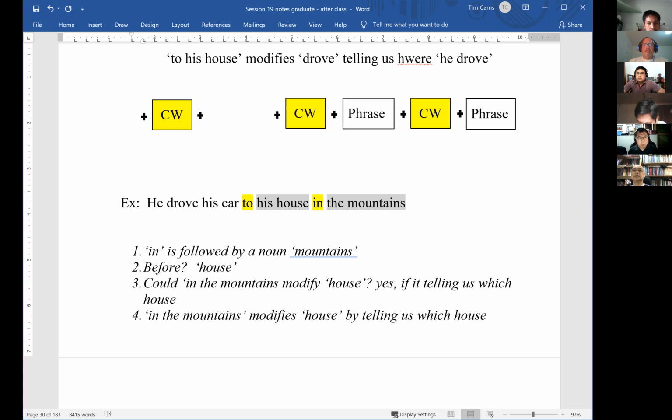Now, I could have changed this. How do I know "in the mountains" is not modifying "drove"? That he drove in the mountains. Because it's a possibility, right? If you're saying where he drove, how would you know? We'll come back to that question next week. Give you something to think about this week. It's your homework assignment.